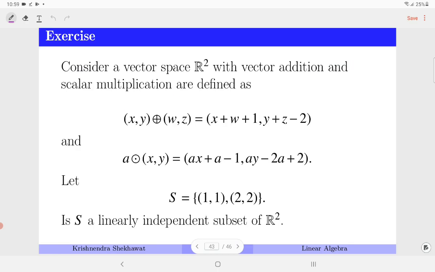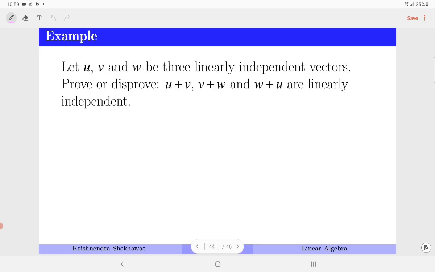So this is an exercise. Again the addition and scalar multiplication are not usual. If you see the set S, under usual addition and scalar multiplication, 1 1 and 2 2 looks like LD, but you have to check for these operations. This is the exercise which we are going to discuss in the next class, but you must try it before you move to the next class. If u, v, w are linearly independent, what can you say about u plus v, v plus w, w plus u? Here plus means the vector addition, because this is how you can add two vectors.